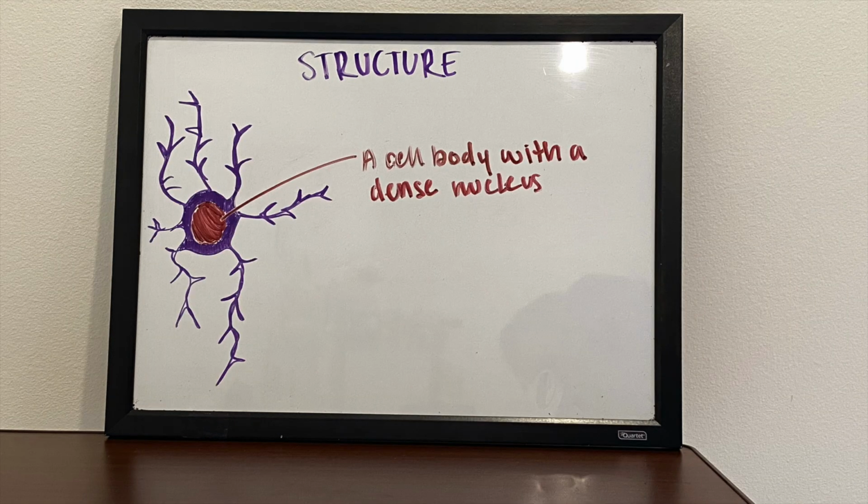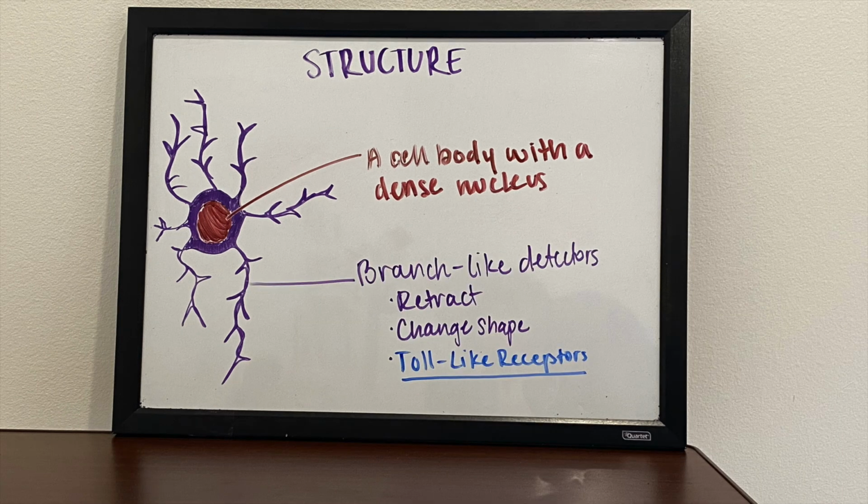In terms of the structures, they have a cell body with a dense nucleus, and then they also have branch-like detectors, and these detectors retract and detract, which is how they communicate with other cells and detect certain pathogens. They also change shape depending on the state of the microglia, and they have the toll-like receptors. These receptors receive signals and ligands from other cells, which is how they receive information and then signal the cell body of the microglia.